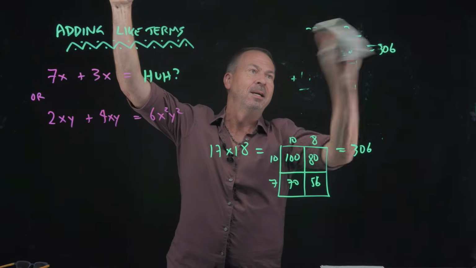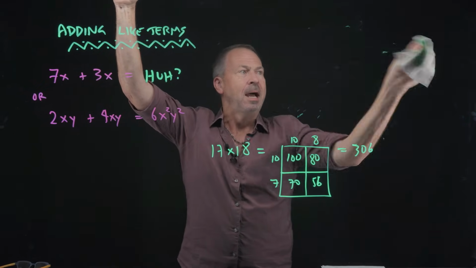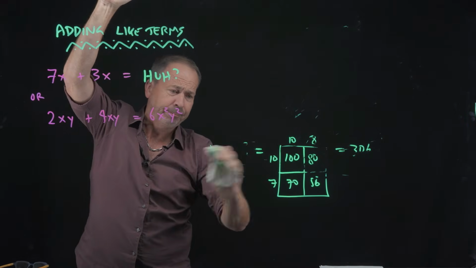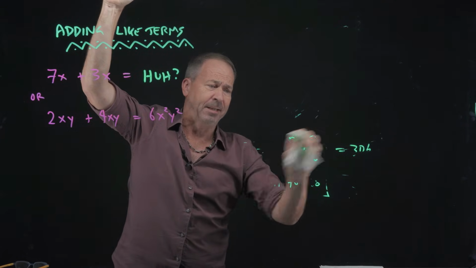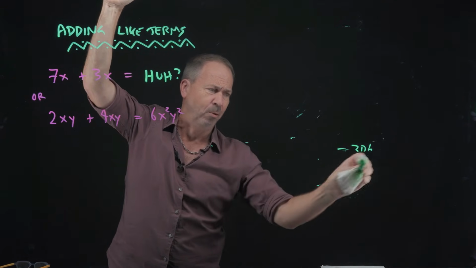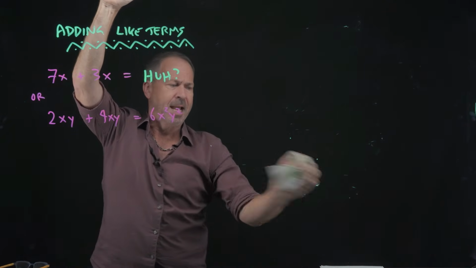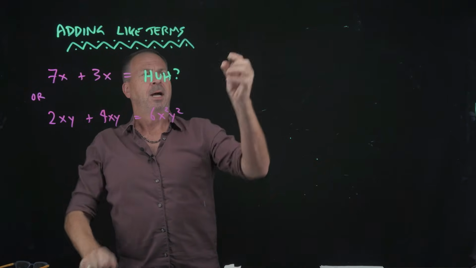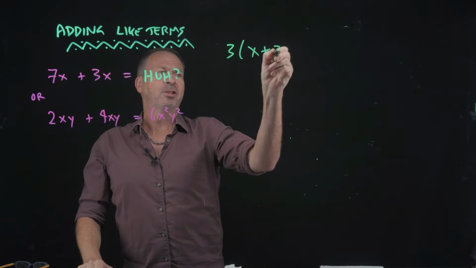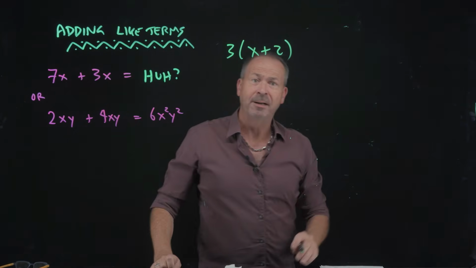For example, let's clean this board. If I have to do something like, I don't know, expanding brackets, I guess people call this the distributive rule. For example, if I have to look at, say, 3 times x plus 2, well, I'm seeing a product, I'm going to think of an area model.